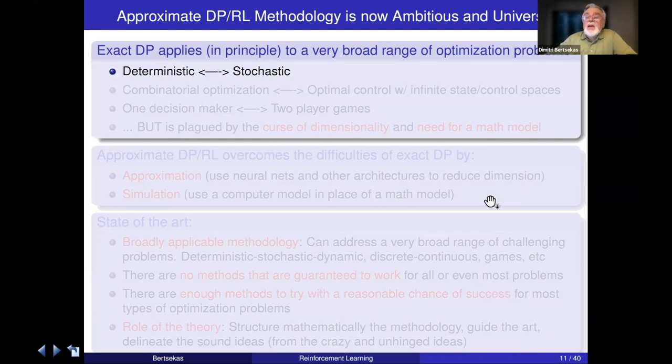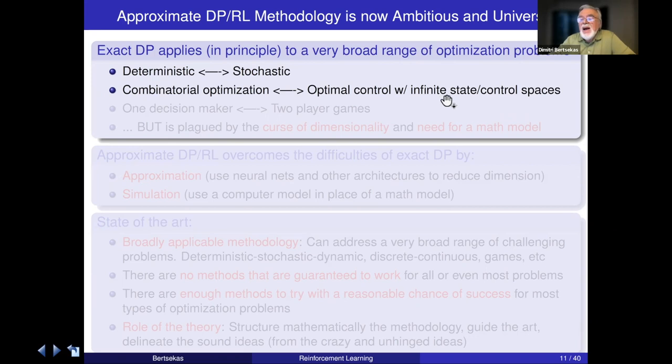So what is the current state of the art here? Well, the approximate dynamic programming reinforcement learning methodology is now ambitious and universal. Now, what do I mean by this? Exact dynamic programming applies in principle to a very, very broad range of optimization problems. It's a methodology that has very broad range of applications. It applies to deterministic problems and to stochastic problems. It applies to combinatorial optimization problems and also optimal control problems that involve an infinite state and control space. It applies to problems with one decision maker or two antagonistic players that play a game.